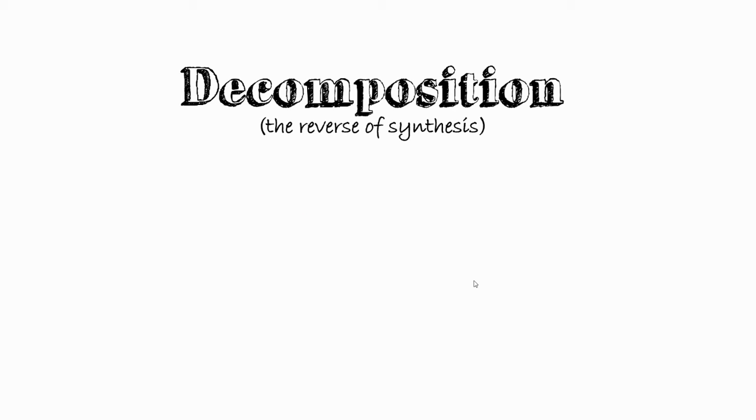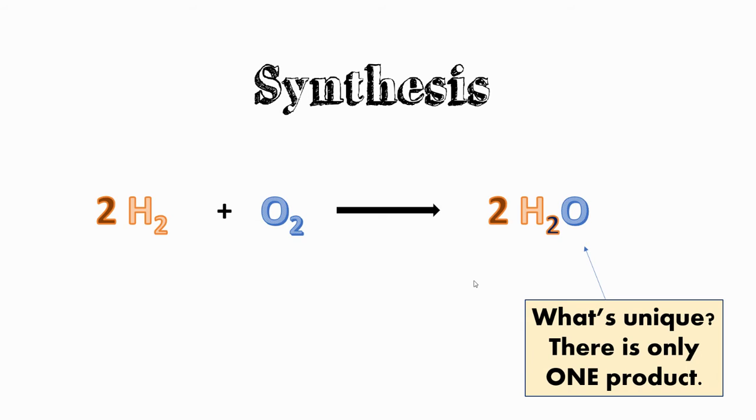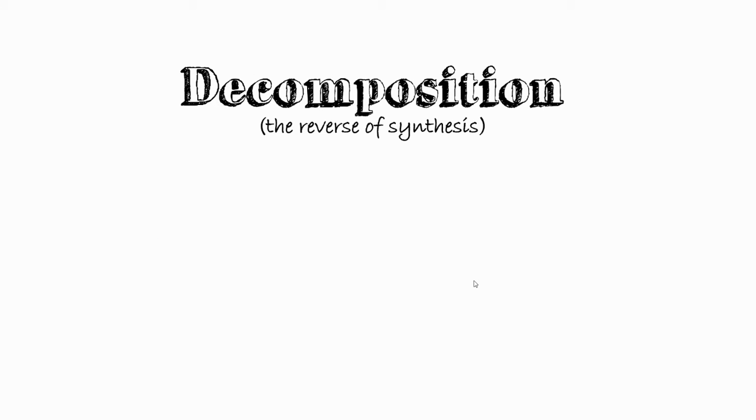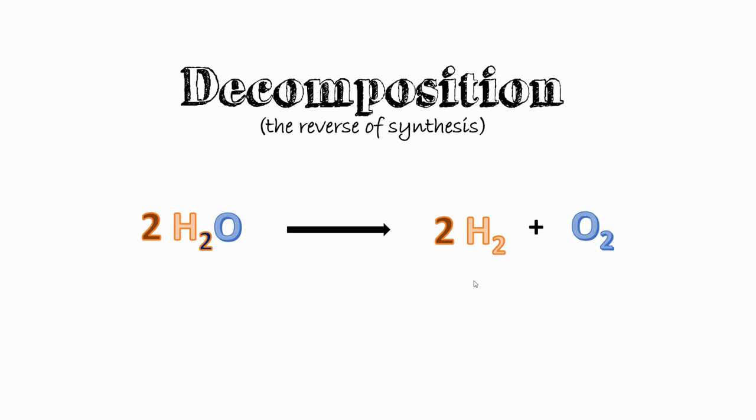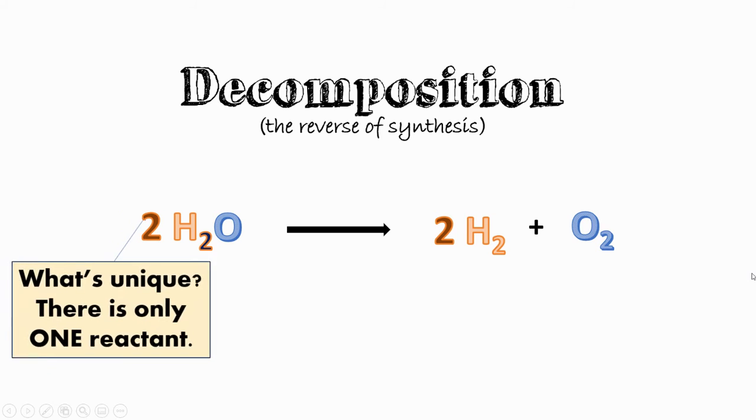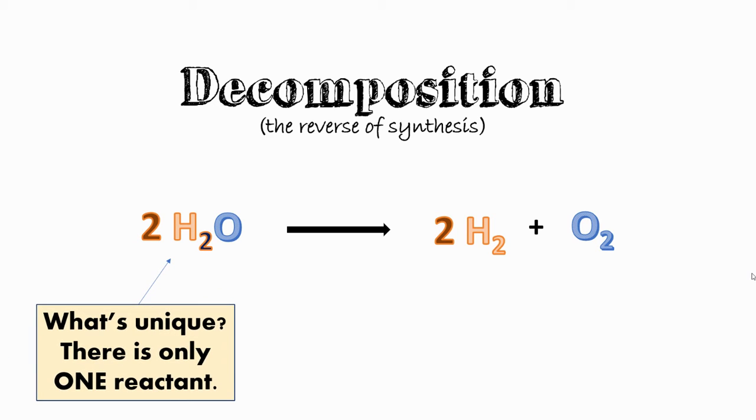In a decomposition reaction, which is pretty much the reverse of synthesis, I'm going to use the same equation as before, but we're going to flip it. So now we have water becoming hydrogen gas and oxygen gas. So we see water breaking apart into 2 different elements. What's unique about this is that there's only one reactant. So we only have one compound or molecule on the left side of the equation.